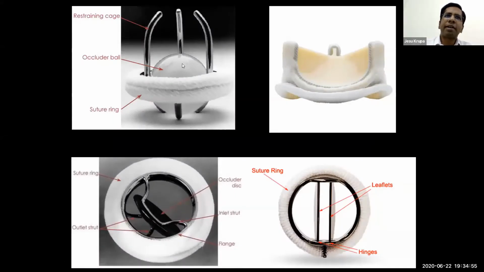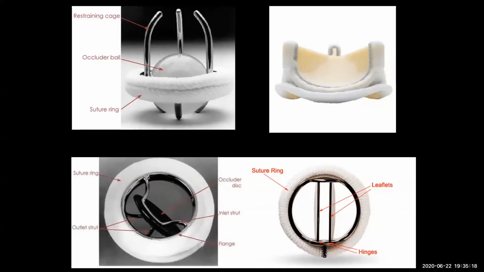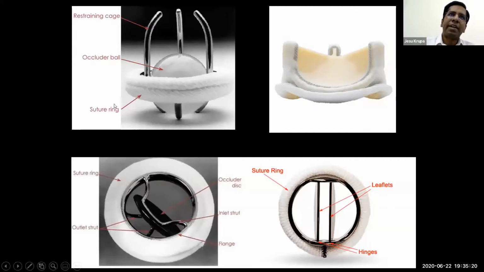So these are just some magnified pictures which show the ball and cage valve. You have a ball, you have a suture ring. This is what fits into the patient's annulus, be it aortic or mitral or whichever valve. And today we are going to be talking about the mitral valve. So this is going to be seated in the mitral annulus after the surgeon takes out all the diseased native mitral valve. And this is what is going to be sutured to the mitral annulus. So you have a cage and you have a ball inside.